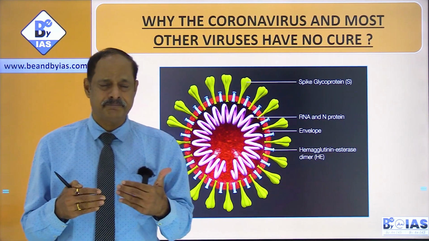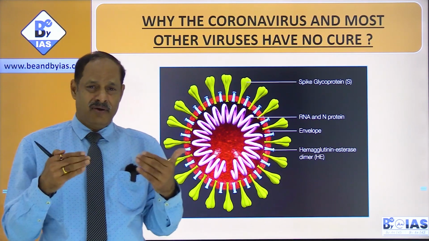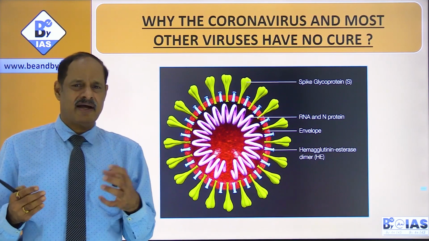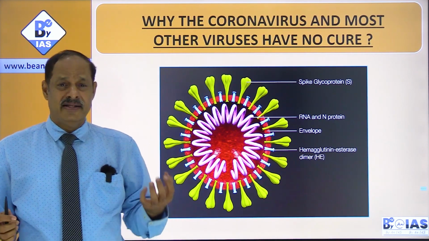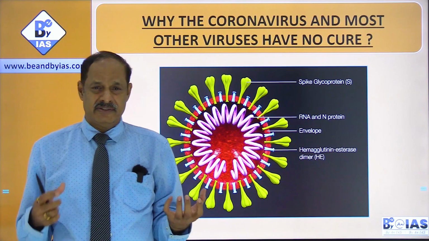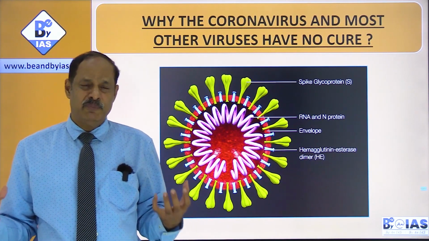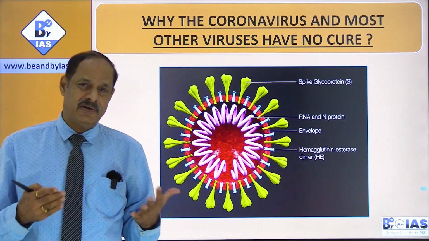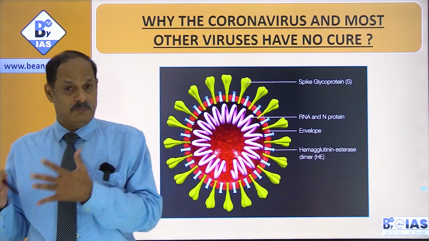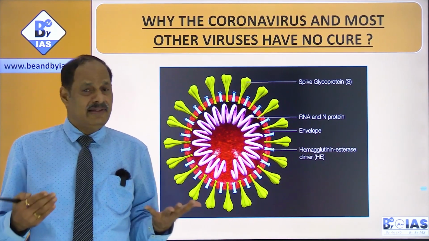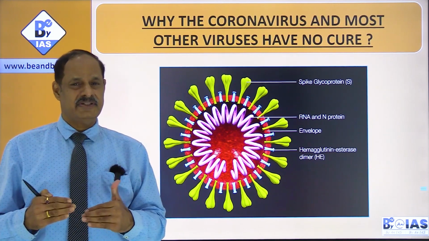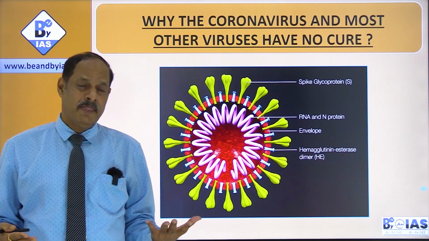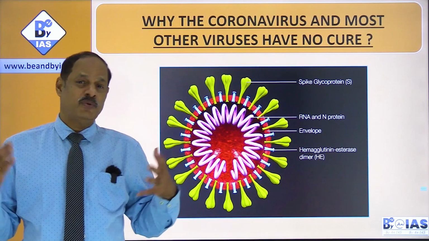It is not that the science has not advanced to a stage where we are able to find some distinct differences. Yes, there are distinct differences between the enzymes of the virus and the enzymes of human beings, and to that extent we are able to, for example, have a treatment for HIV. But again, we are not able to kill the virus. We are only able to control or suppress the amount of viruses that are present. And even for HIV, you have to take the medicines throughout your life.